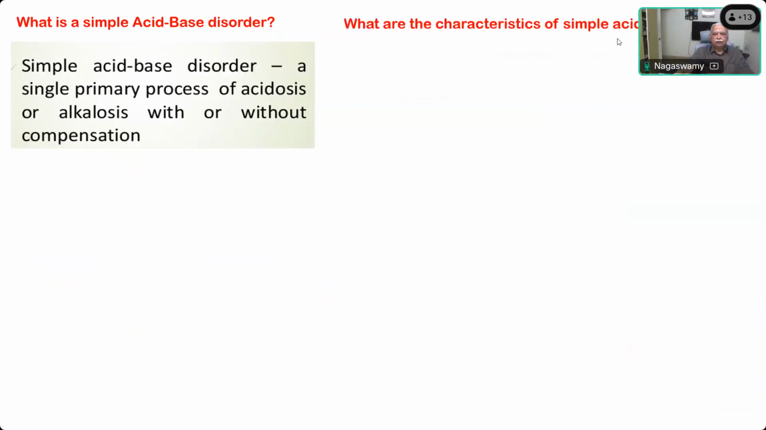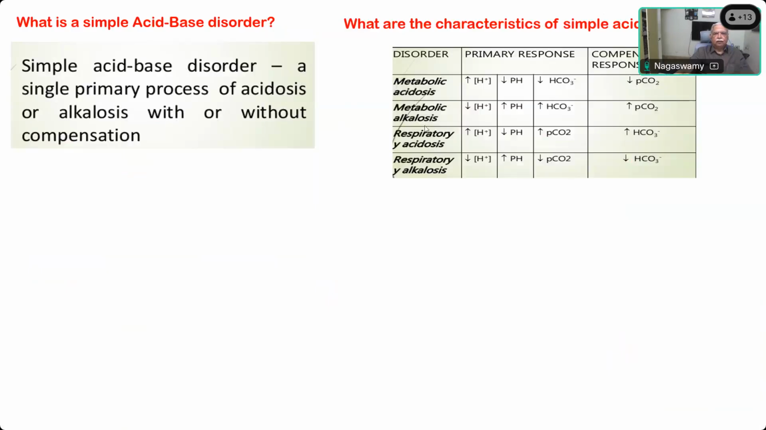What are the characteristics of simple acid-base disorders? Whenever you have that, you can have changes in the hydrogen ion level, pH and bicarb. These are the primary responses that will happen, and the compensation has to come in the form of altering the PaCO2 value in metabolic conditions and bicarbonate value in conditions of respiratory disorders. That is what we saw in the earlier slide also. So please remember the compensation. In metabolic conditions, it is the PaCO2 or the carbon dioxide which is going to compensate, and in respiratory conditions, it is the bicarb which is going to do the compensation. So that is the characteristic.